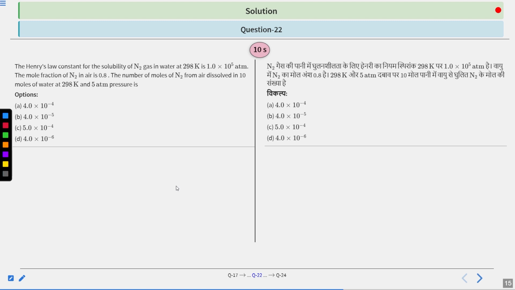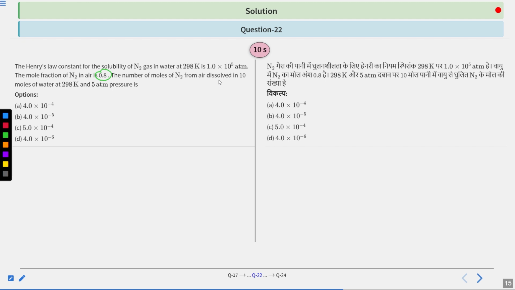Question number 22. The Henry's law constant for the solubility of N2 gas in water is 1 into 10 to the power 5 atm at 298 Kelvin. The mole fraction of N2 in air is 0.8. The number of moles of N2 from air in 10 moles of water at 298 Kelvin and 5 atm pressure is. So what is being said in the question? The Henry constant is already given and the mole fraction of N2 is already given. Now what you have to find is the number of moles of N2 from air that is dissolved in 10 moles of water at 298 Kelvin and 5 atm pressure.